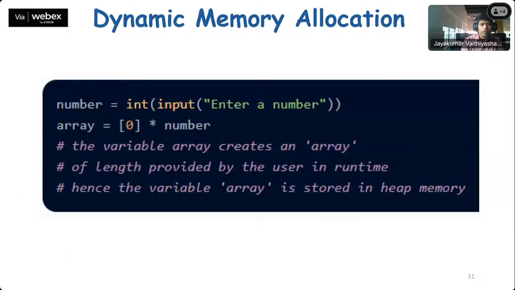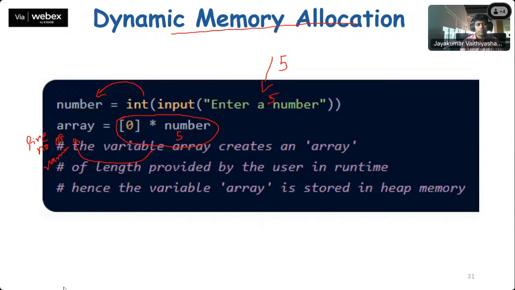So what is happening over here? We are getting input. Take an example of 5, so the array size is 5. It will convert into an integer and be stored in number, and array 0 is multiplied with the number 5. So 5 variables are created for this array. So this is an example of dynamic memory allocation.